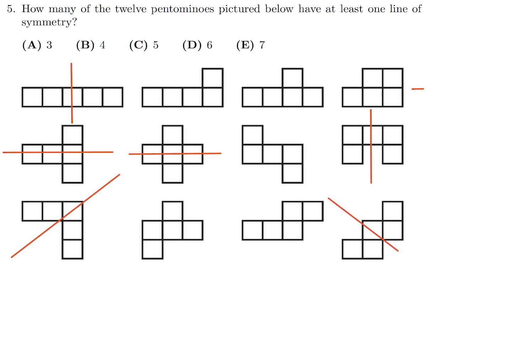The final one, if you can draw a line properly, which I don't seem to be doing, but you get the idea. That will also be symmetric. So how many of those did we do? 1, 2, 3, 4, 5, 6. So number 5, the answer is D.